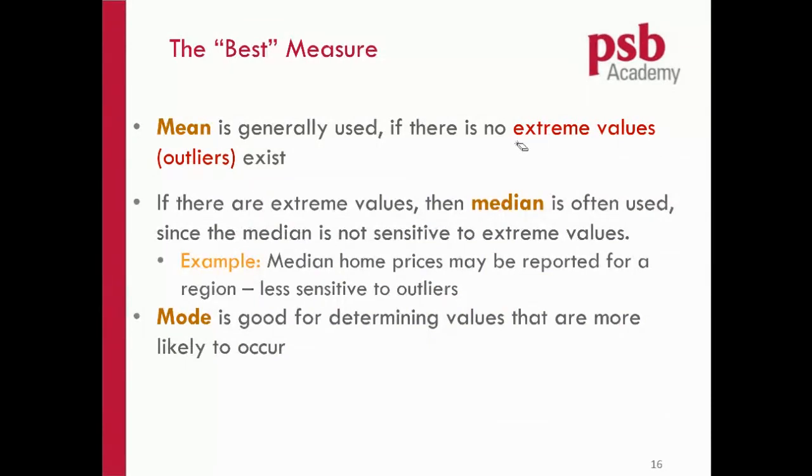Now just take note of another technical word. The technical word for extreme values is outliers. It's like a stranger in your data set. If there are extreme values, then the median is often used, since the median is not sensitive to extreme values. Mode is good for determining values that are more likely to occur. So it's not so suitable for numbers. It's used for other things, qualitative data.